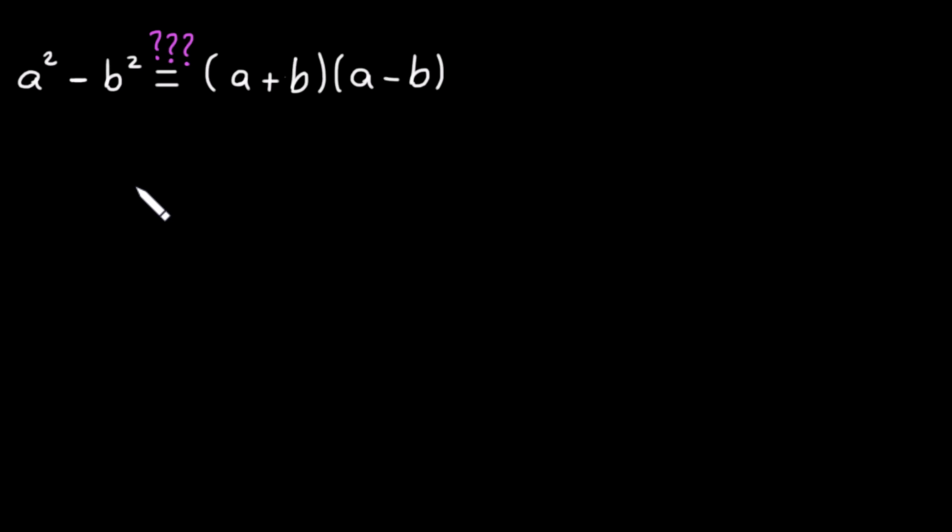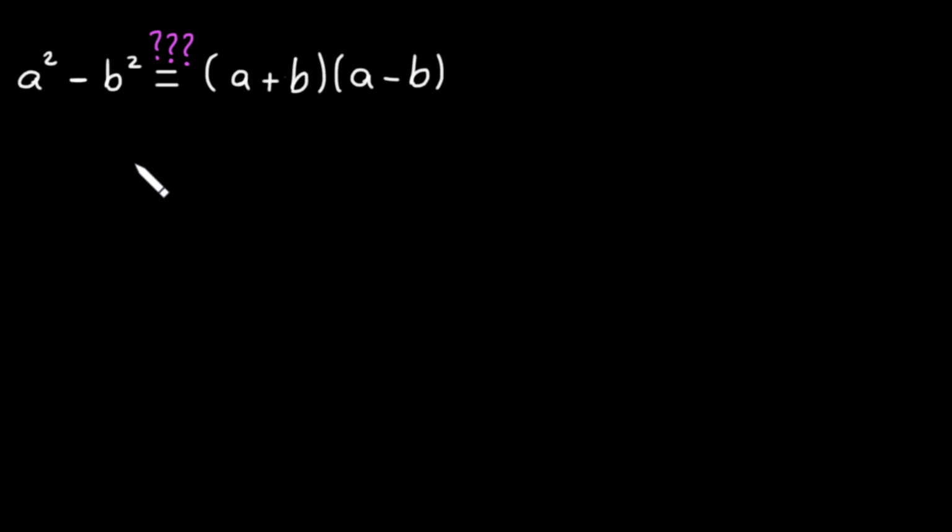In this video, we'll do a geometrical explanation and derivation of a square minus b square. Have you ever visualized a square minus b square to have this answer, which is a plus b multiplied by a minus b? Or have you found this answer an easy way?